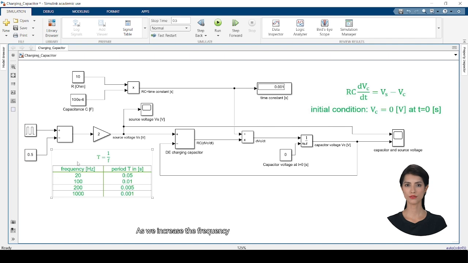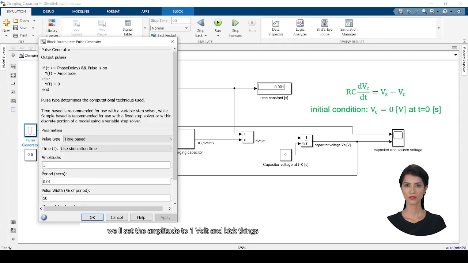As we increase the frequency, the period shrinks, and we can calculate it with this formula. For instance, at 20 Hz, the period of the pulse signal is 50 milliseconds. The big question is, what happens to the capacitor's charging and discharging as this period keeps getting shorter? In the pulse generator block, we'll set the amplitude to 1 volt and kick things off with a frequency of 20 Hz, giving us a period of 50 milliseconds.